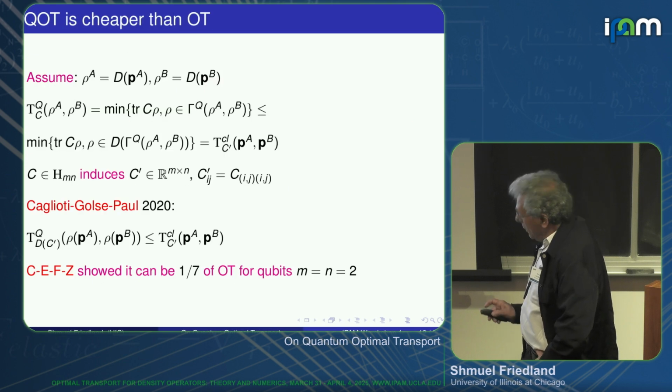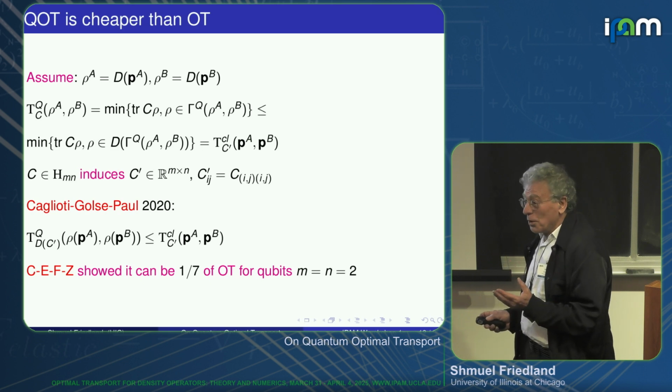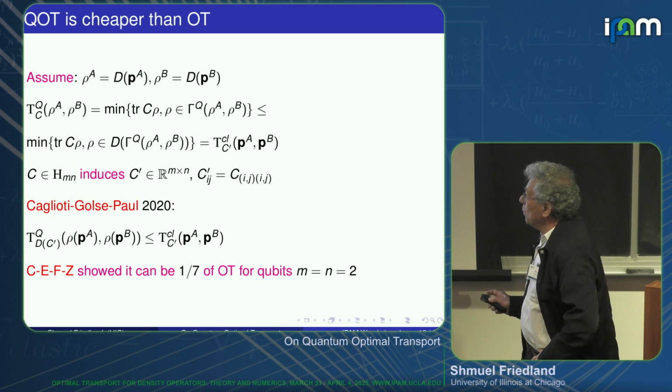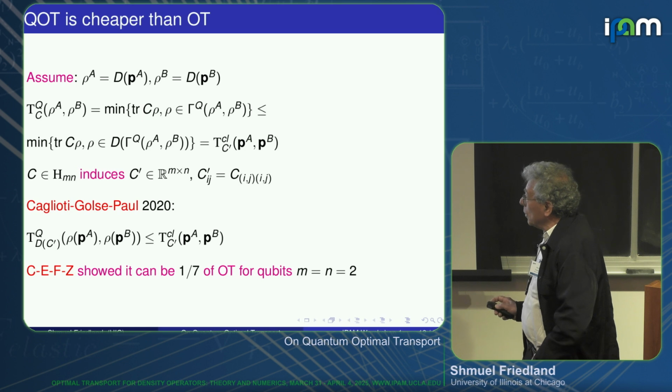Okay. So now the next thing is that quantum optimum transport is cheaper. It means it's less. So what do you assume? You assume that rho A is a diagonal matrix, and rho B is also a diagonal matrix, a diagonal probability vector. This is classical. And now you take the minimum of that, and if you translate it only to the diagonal elements, then you're going to get actually classical linear transport with some matrix C prime, which is the diagonal of C. And then you can show, and this is obvious, this is equality.